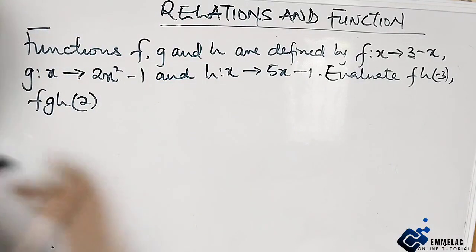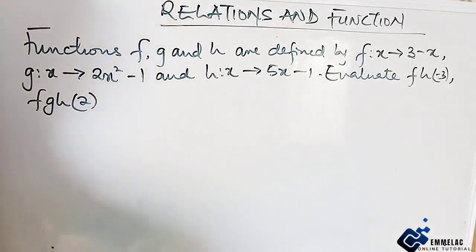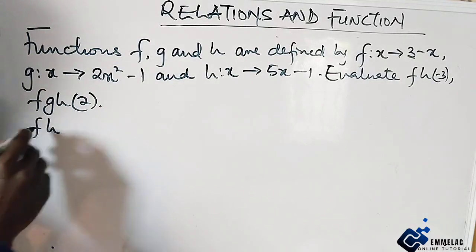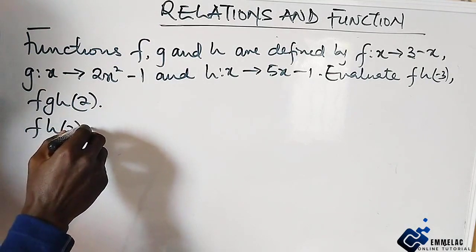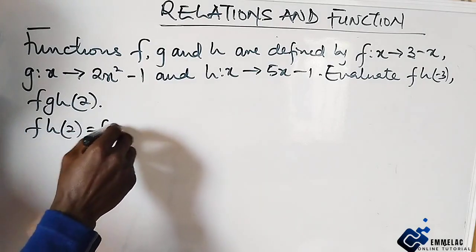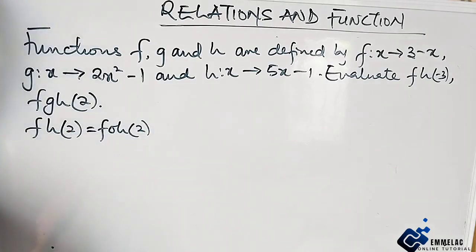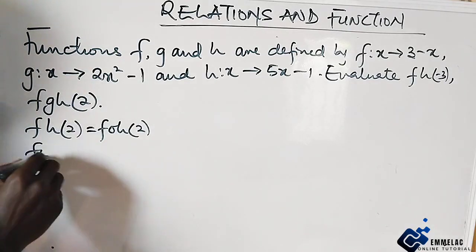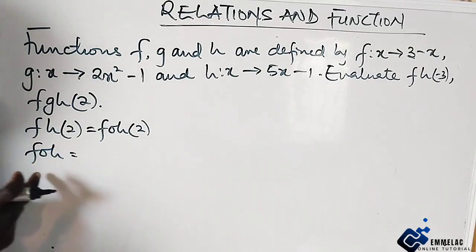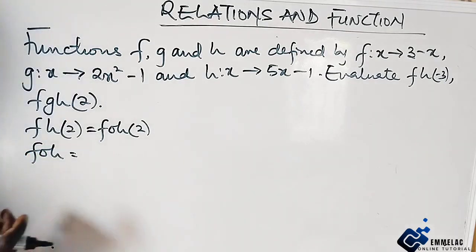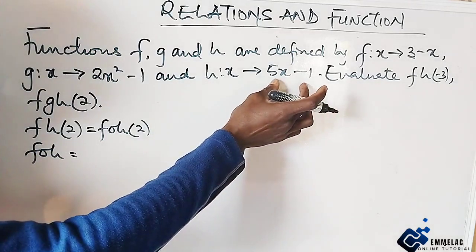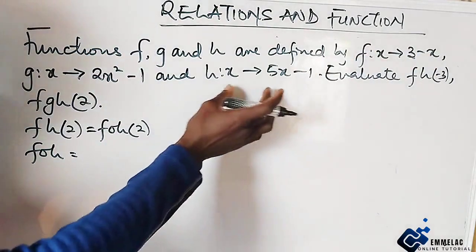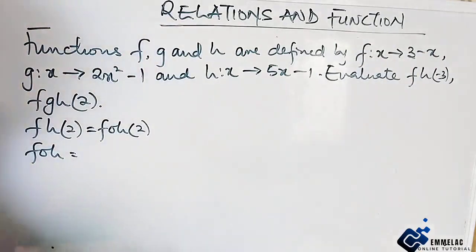Alright, so how do we get started? From this here, f of h of minus 3 is the same thing as saying f of h of minus 3. Let us first of all find f of h. Now f of h implies, in simple terms, just take the whole of h and insert it into f.